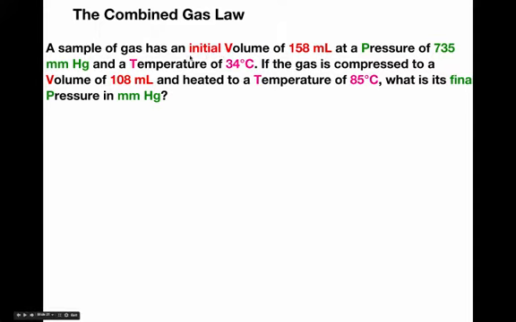So a sample gas has an initial volume of 158 milliliters, so this is V1. An initial pressure of 735 millimeters of mercury, that's P1, and a temperature of 34 degrees Celsius, and remember that we need to convert this to Kelvin. And then they say if the gas is compressed to a volume of 108 milliliters, so they're reducing the volume, so this is V2, and it's heated to a temperature of 85 degrees Celsius.